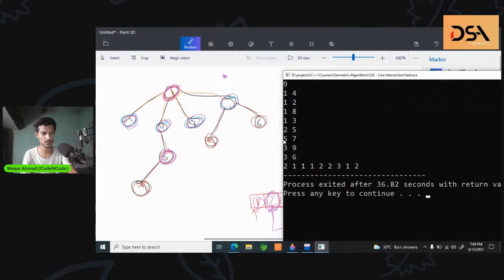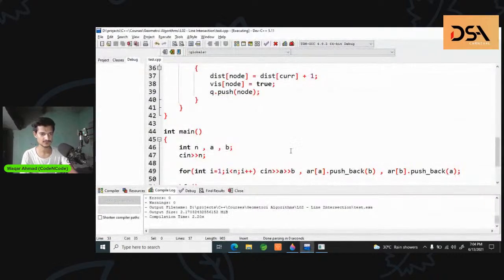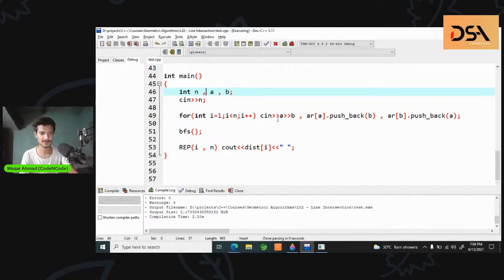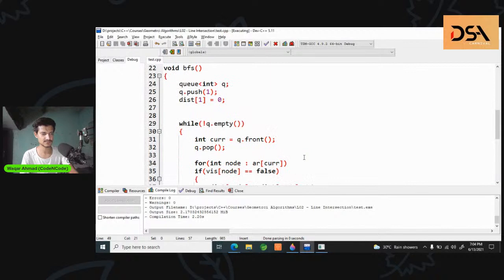The distance of node 1 should have been at least 0. Why is it not 0? Did we read n and then n minus 1 edges, a, b, a.push_back(b), b.push_back(a), then run BFS? There's a mistake in here.